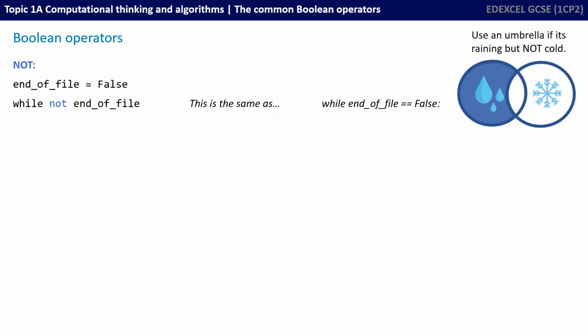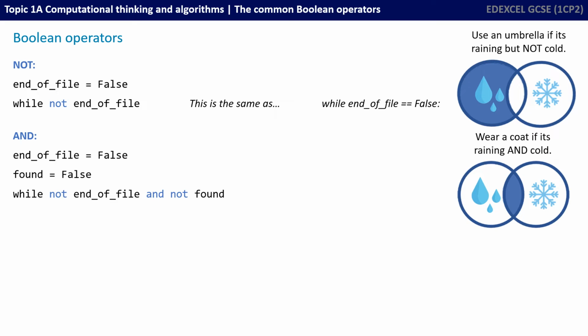And the first is not. So using our little analogy on the right, you can think of that as use an umbrella if it's raining, but not cold. A couple of typical ways you could use this. You could say end of file equals false. So that's setting a Boolean flag to false. And then you can say while not end of file, while not false. And this is the same as saying while end of file equals false.